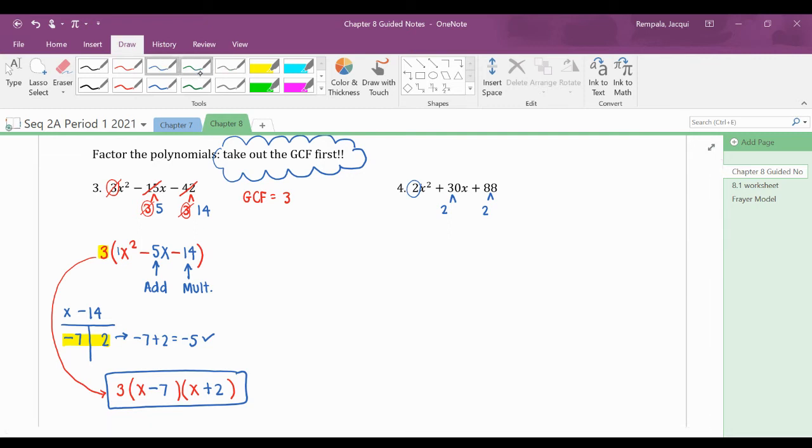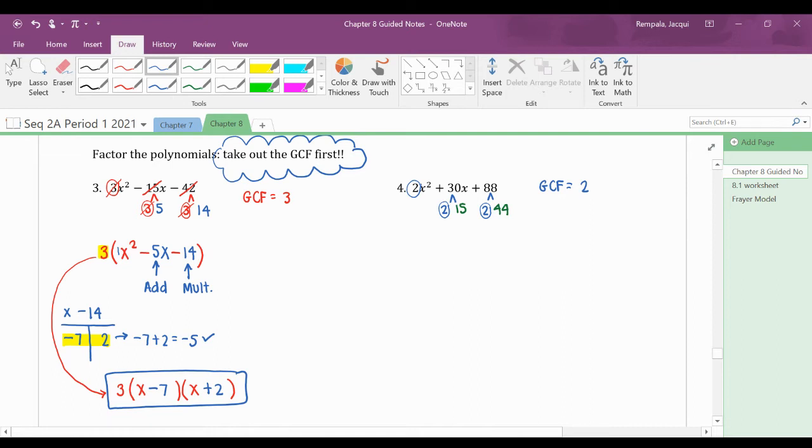Well, notice that 2 times 15 is going to get you 30. Notice that 2 times 44 is going to multiply to get you 88. So each one of those terms has a 2 in common. That's a part of my GCF.